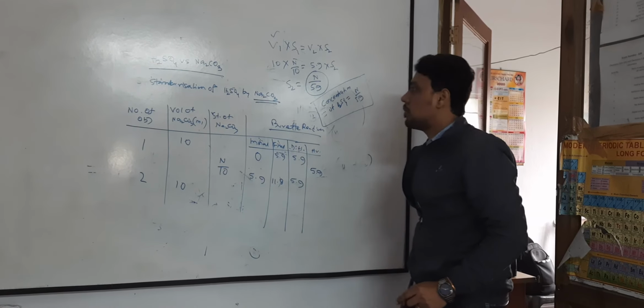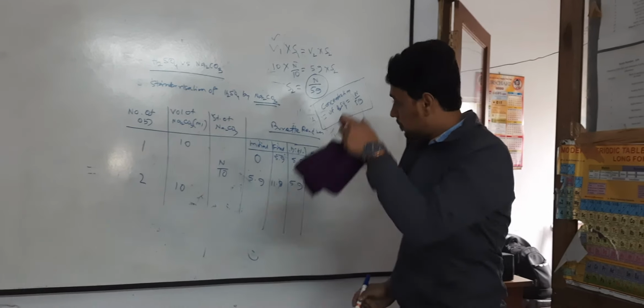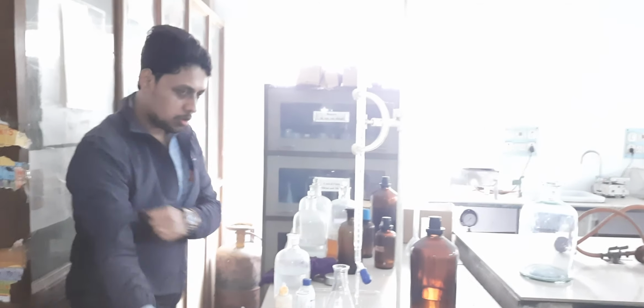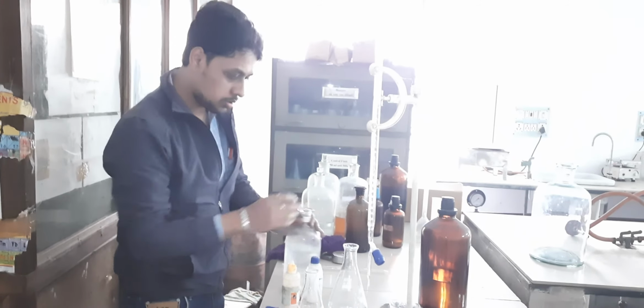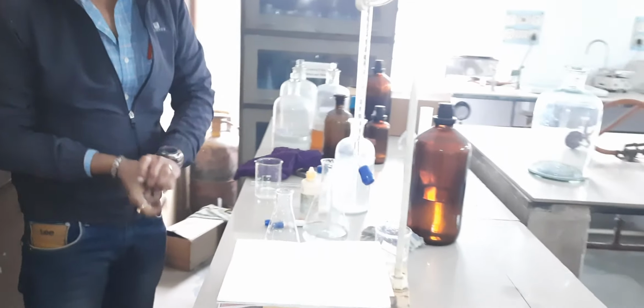Box it and write it down. So the strength of H2SO4 measured is N by 5.9.